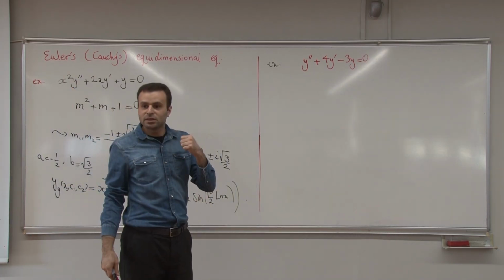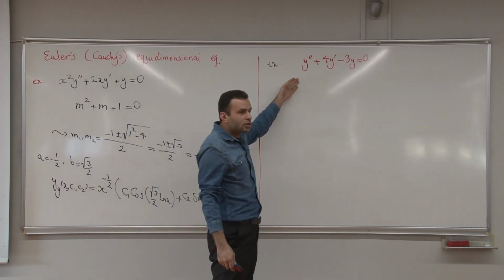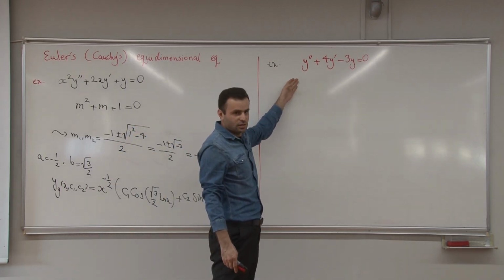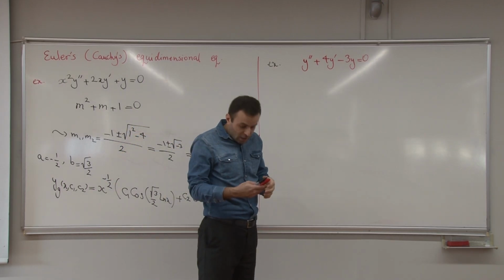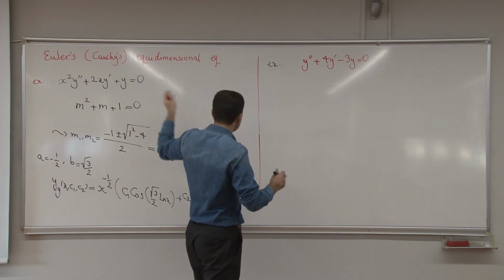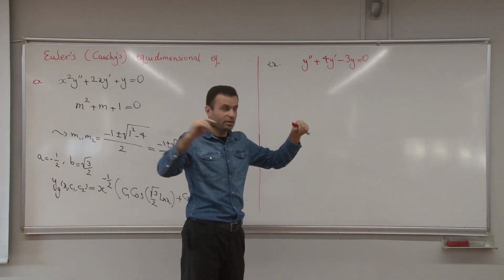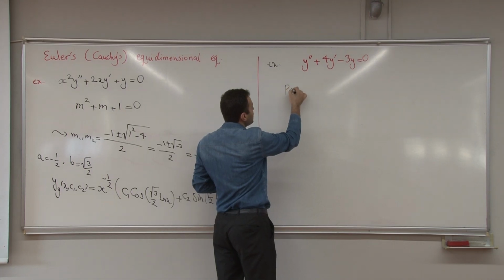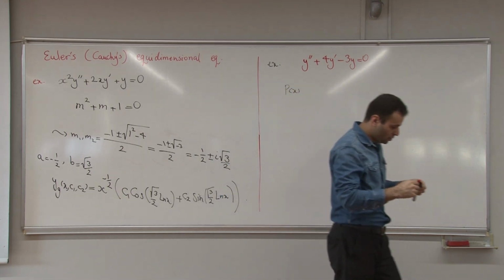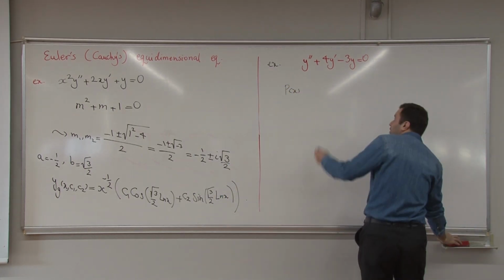First, we need to identify the equation. Is it a second order equation or not? Yes, it is. Is it linear or not? If it is linear, so it follows the general form of a second order linear equation, right? What is our p of x? What is our p of x here?